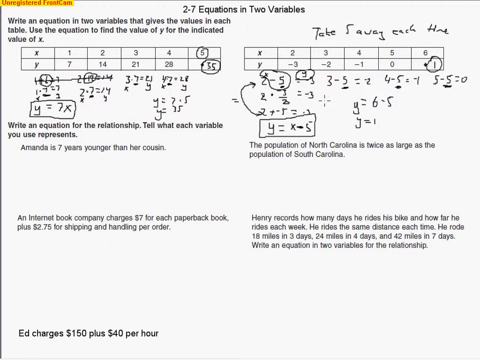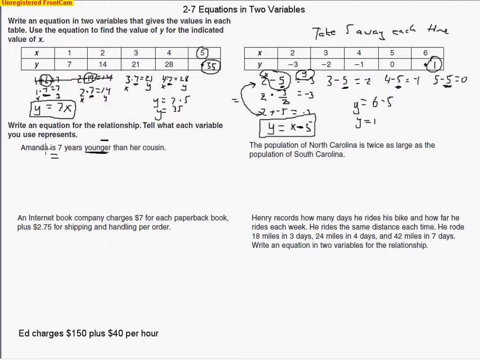Well, the next set of directions asks us to write an equation for the relationship. We also have to tell what each variable you use represents. So it says Amanda is. Whenever I see the word is, I think of equal. I think of was as equal as well, but here I have is, so I'm saying equals. Amanda is 7 years younger. Okay, when I see the word younger, I think of minus. It tells me minus. Then her cousin.